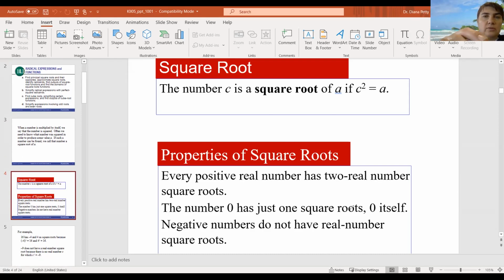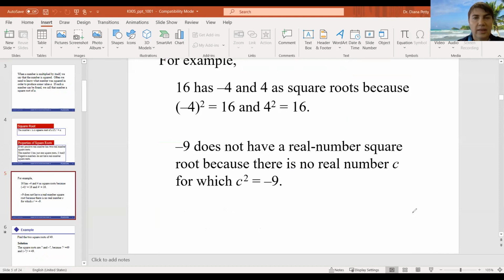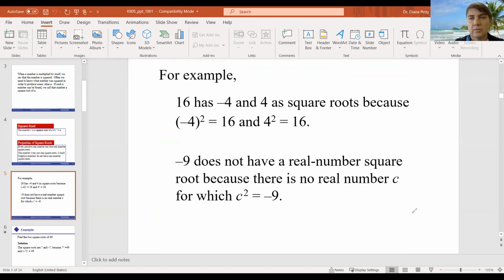What is square root of 0? Don't need to read it. What's square root of 0? It is 0. As I said, the number 0 has just one square root, 0 itself. Square root of 0 is 0. Okay, the next thing.